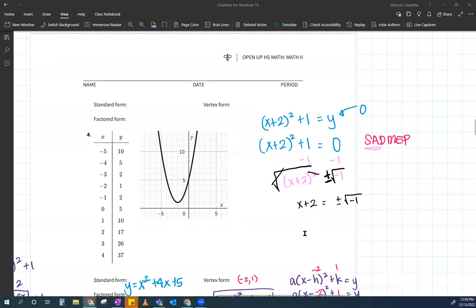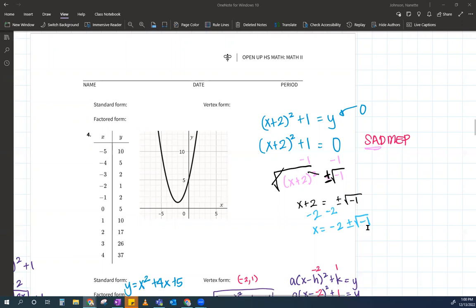So how would you finish solving for x? What would you do? Very good. Subtract 2. You guys already knew my question. Loving this. x equals -2 plus or minus the square root of -1. Again, this is weird, which makes sense, because look, technically, this parabola doesn't have an x-intercept. So it was bound to be something weird because it's not touching the x-axis.